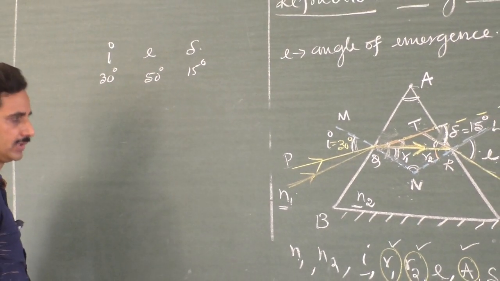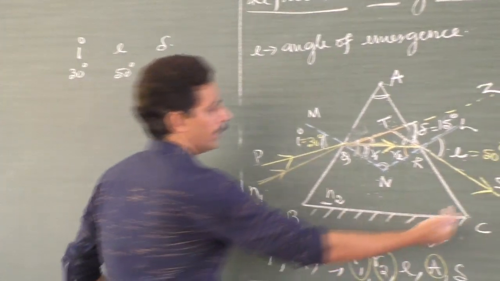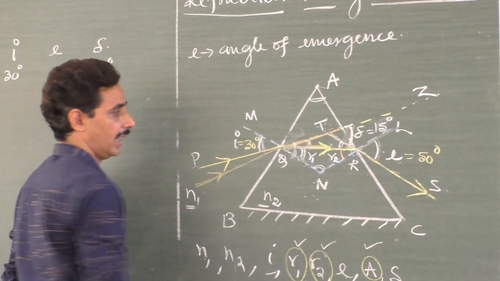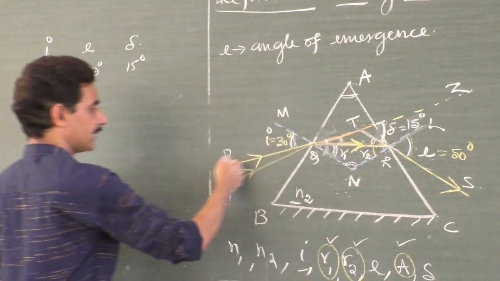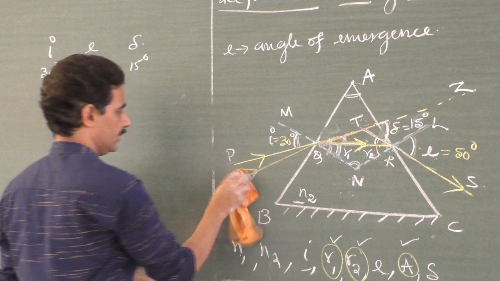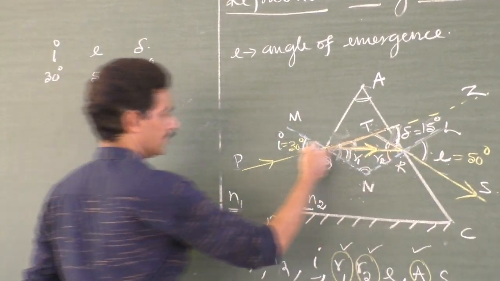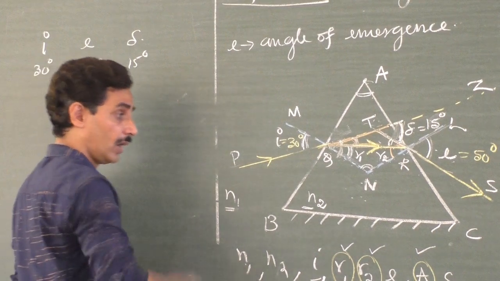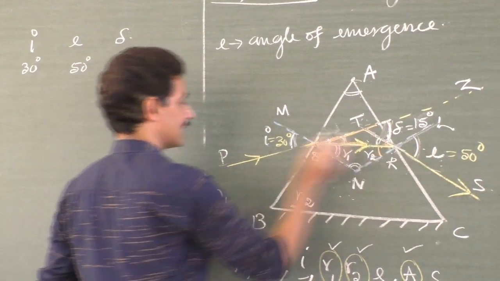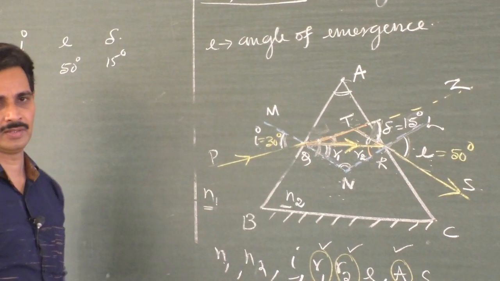What do you mean by that, always true? If you take a ray of light, put it from this direction at 50 degrees, will it come back at 30 degrees? Definitely, no doubt. If you take a ray of light, put it at 50 degrees, it will definitely come out at 30 degrees. Now, this becomes the angle of incidence and this becomes the angle of emergence.